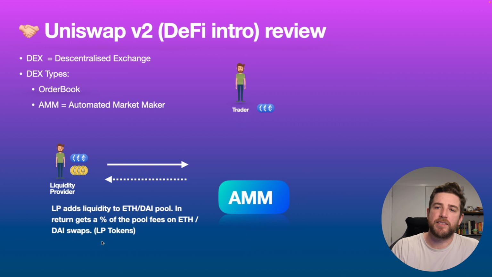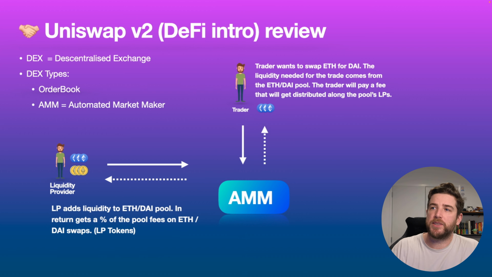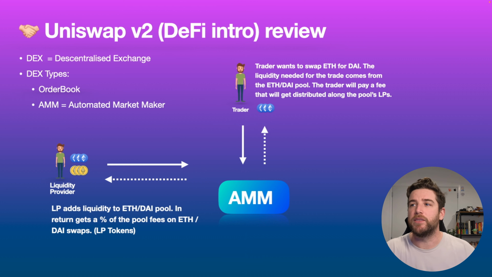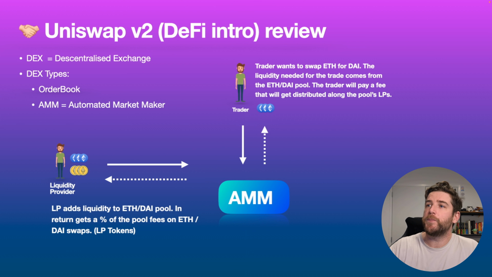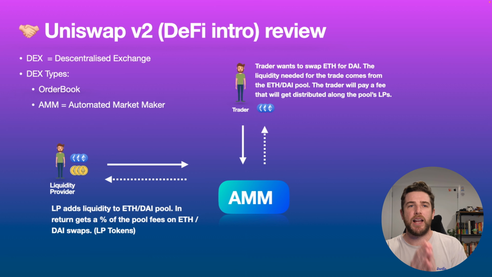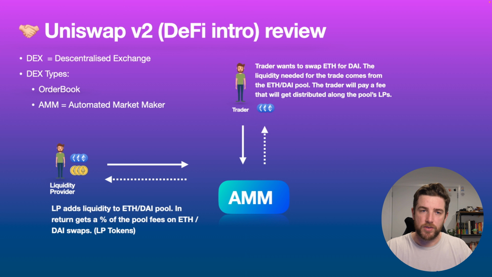In return, he gets a percentage of the pool's fees on each of the ETH DAI swaps. Perfect, very simple. And on the other side, you have the trader that wants to swap the ETH for DAI, and the liquidity needed for that trade comes from the ETH DAI pool, and the trader will pay a fee that will get distributed along the pool's liquidity providers, who have these LP tokens, these shares of the pool.